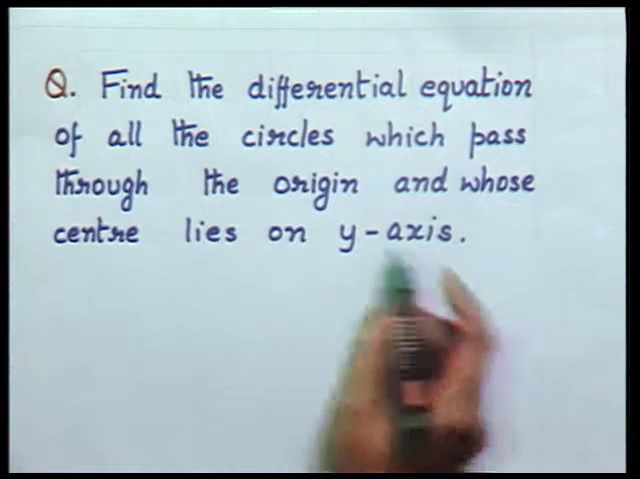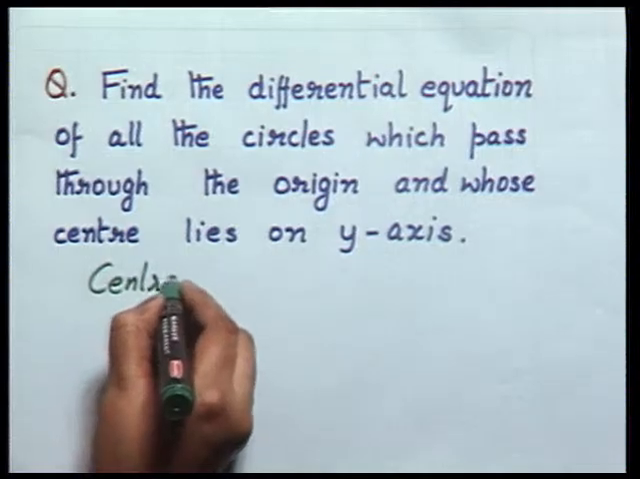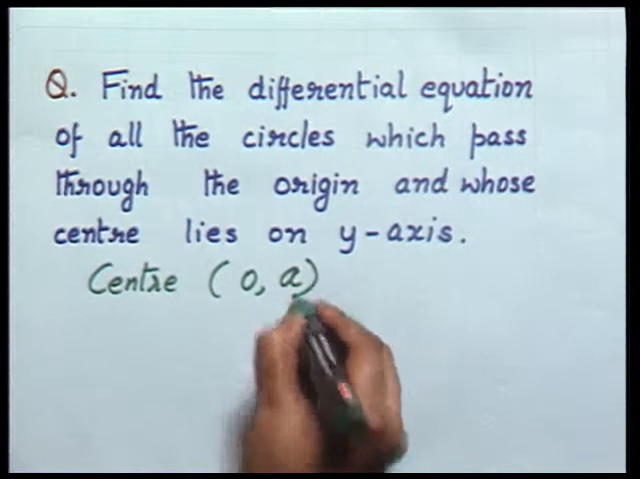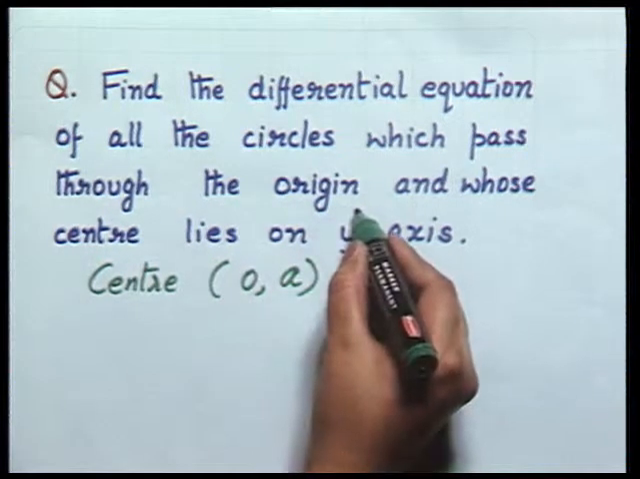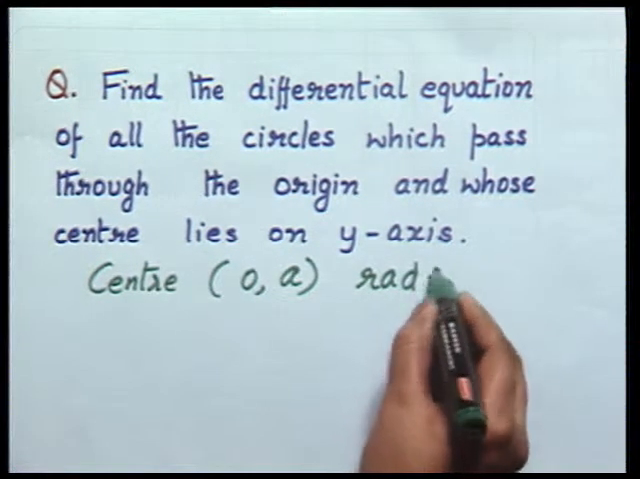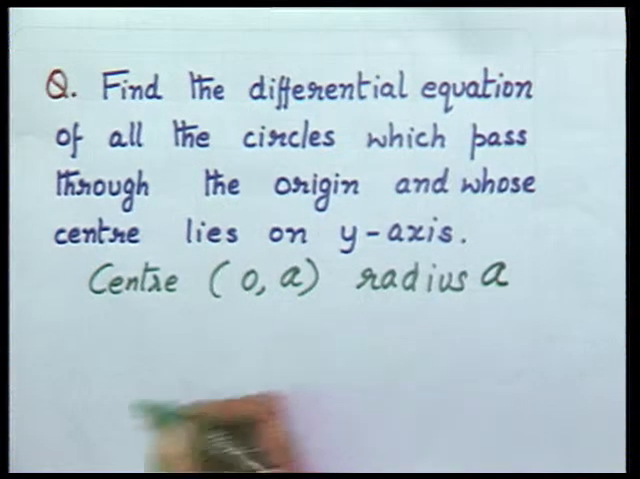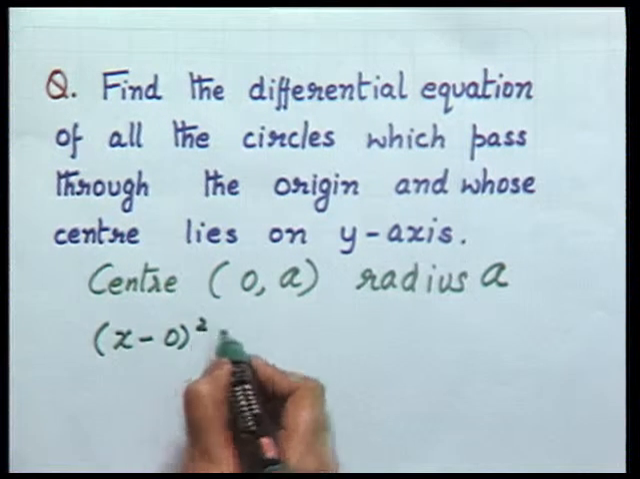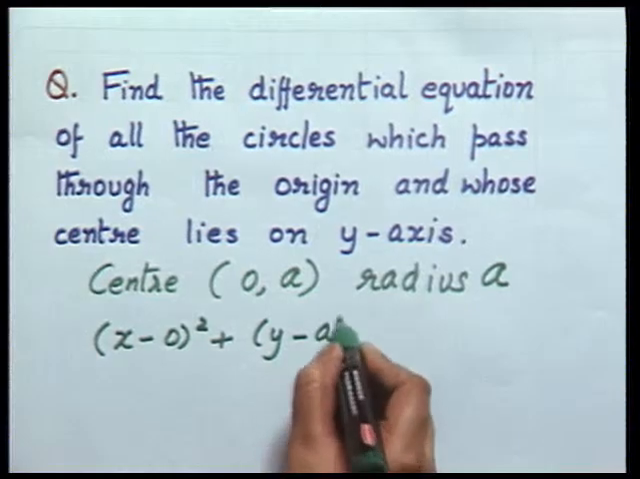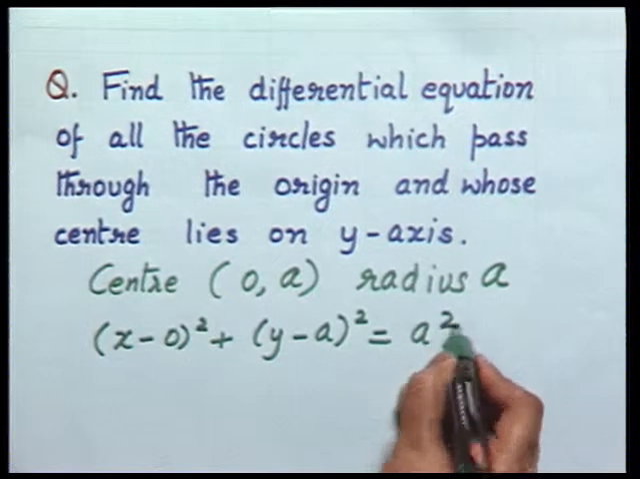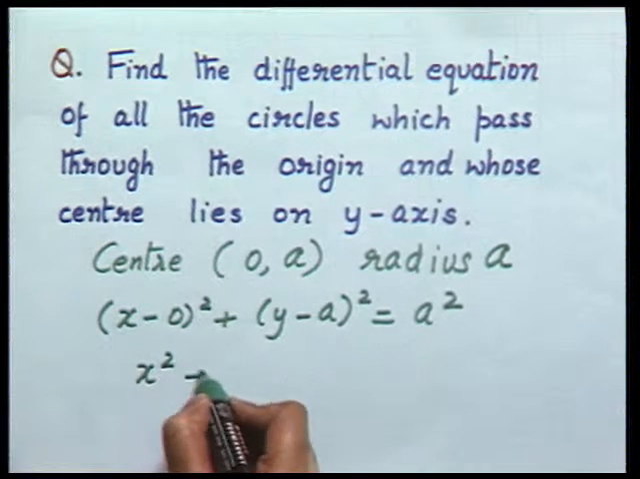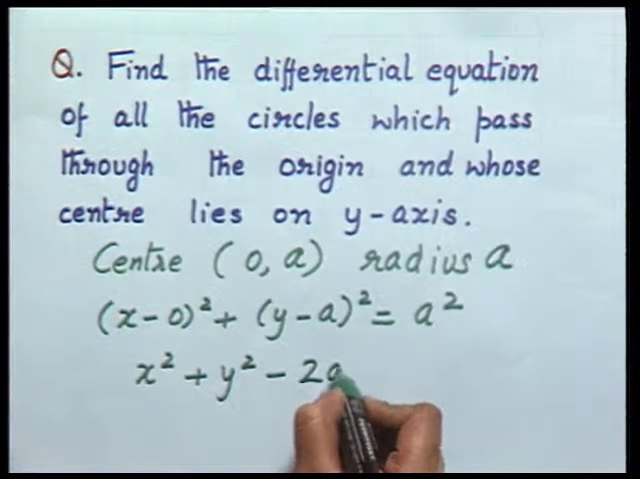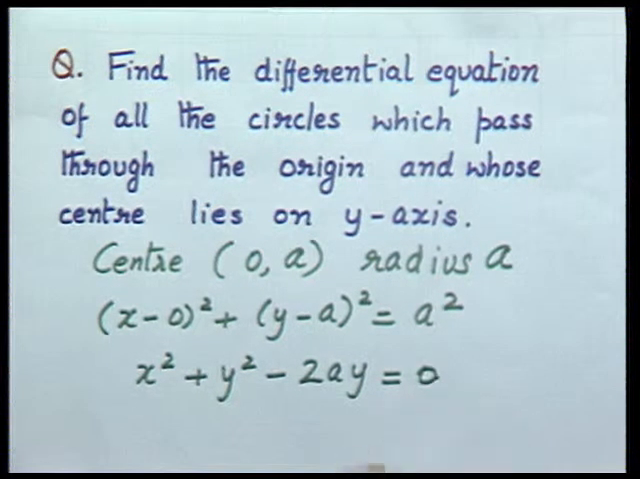And what family are we talking about? Circles whose center lie on y-axis. So you can take the center to be (0, a). It passes through the origin. So what will be the radius of the circle? Right, a. And therefore the equation can be written as (x minus 0) whole square plus (y minus a) whole square equal to a square. And that simplifies into x square plus y square minus 2ay equal to 0.